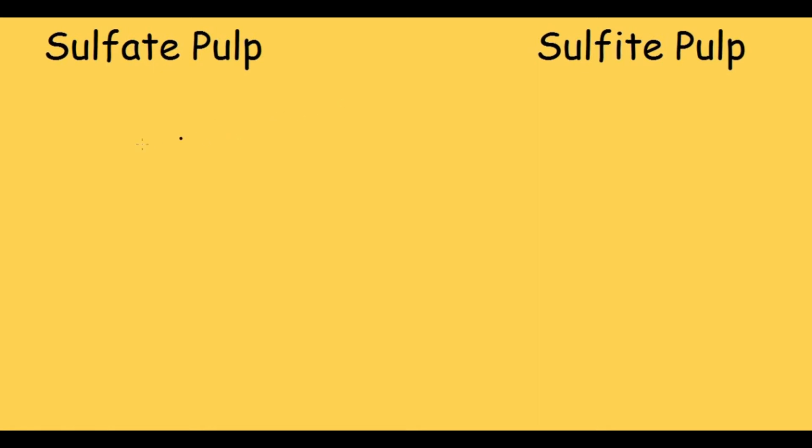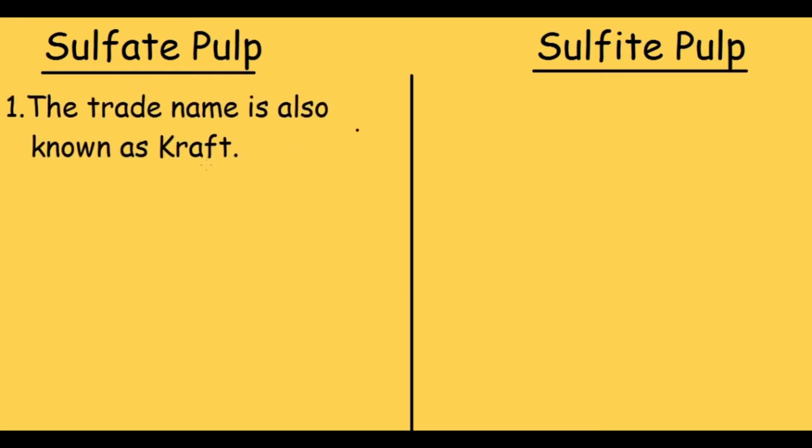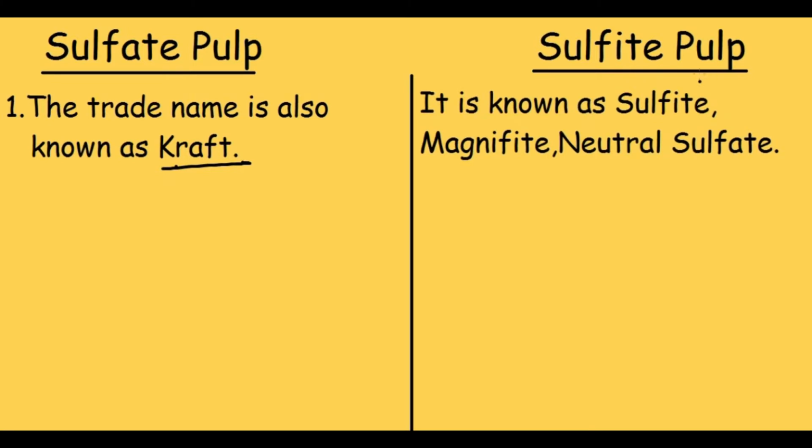So let's study the differences between sulfate pulp and sulfite pulp. The first point: the trade name of sulfate pulp is also known as kraft, and the trade name of sulfite pulp is also known as sulfite, magnified or neutral sulfate. Now let's move on to the second point.